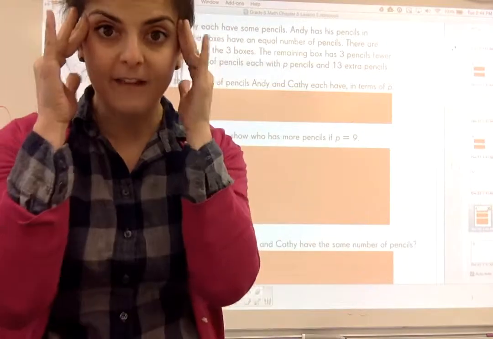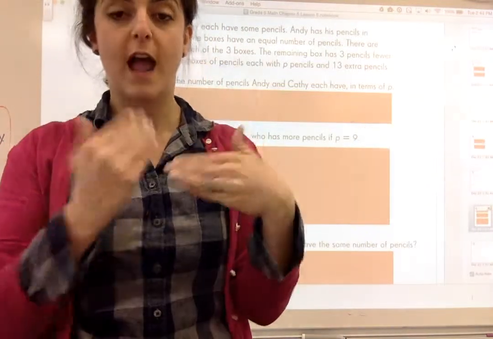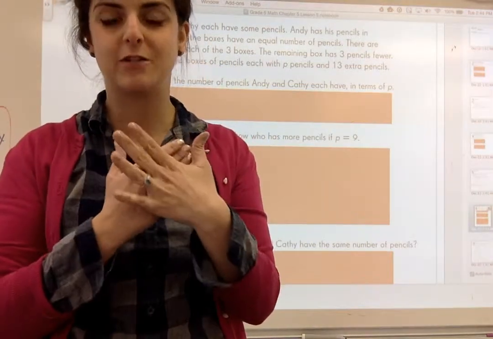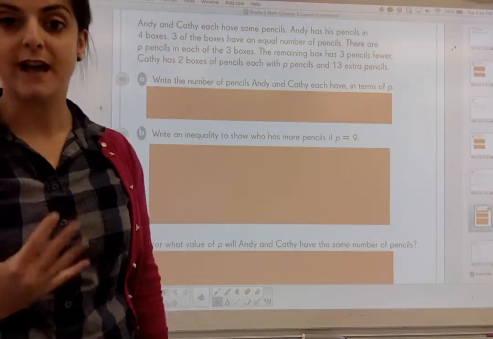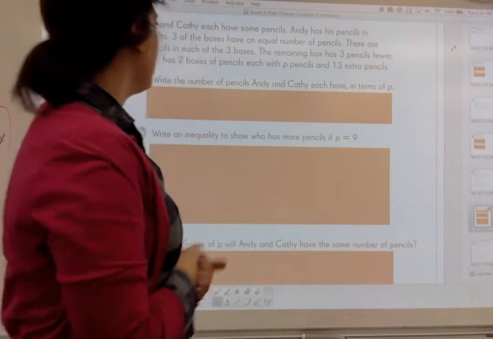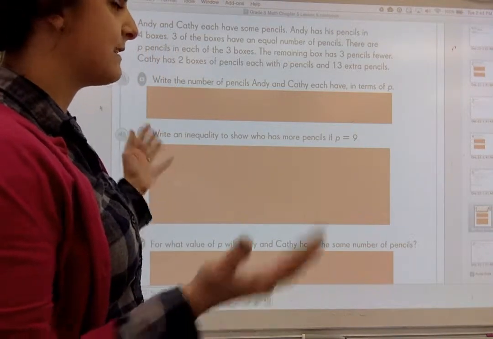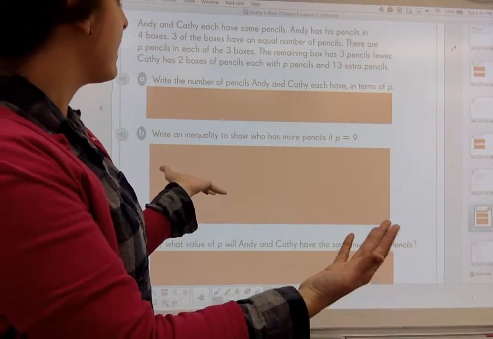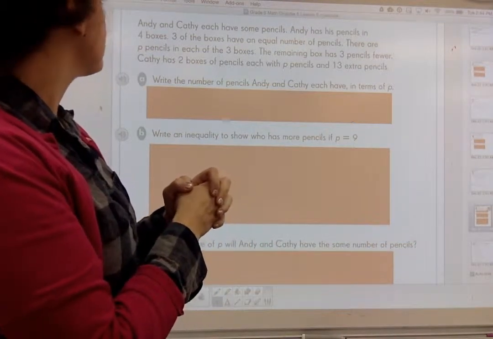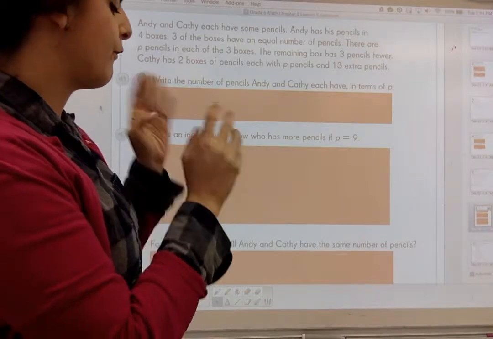I definitely have to read that a second time before I think about answering it, because I need to really understand it before I even look at what any of these A, B, or C things are asking of me. So Andy and Kathy each have some pencils, and altogether they have some amount, right? Andy has his pencils in 4 boxes.